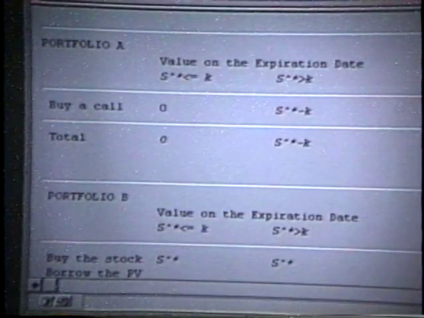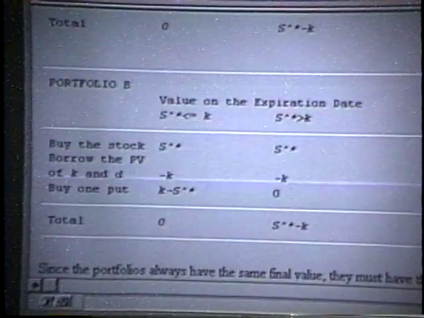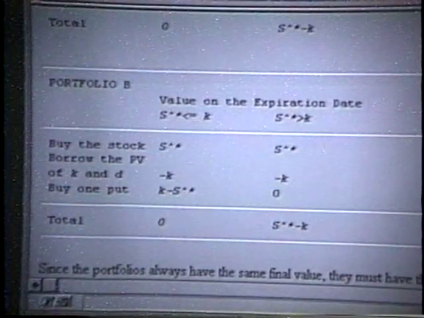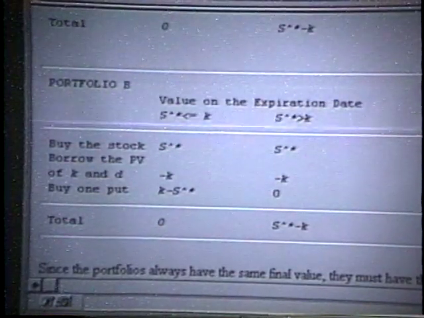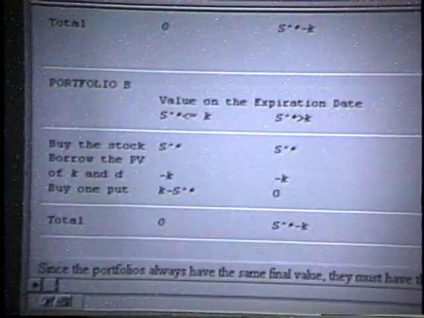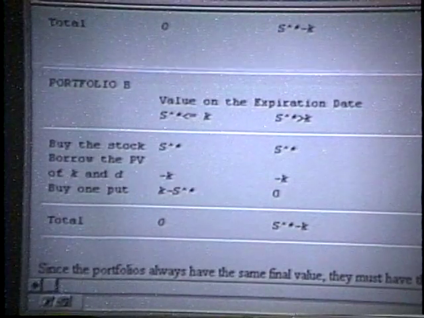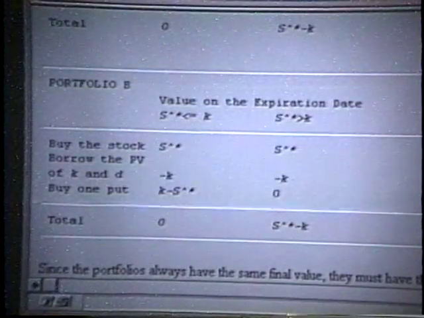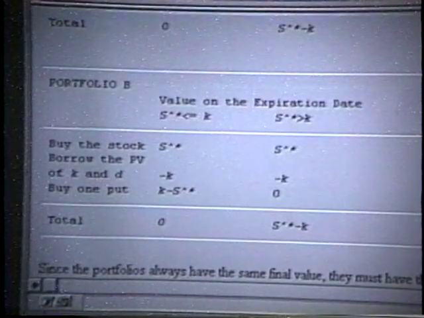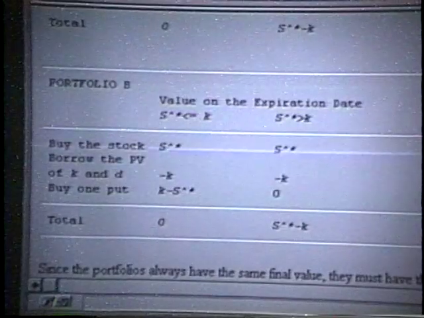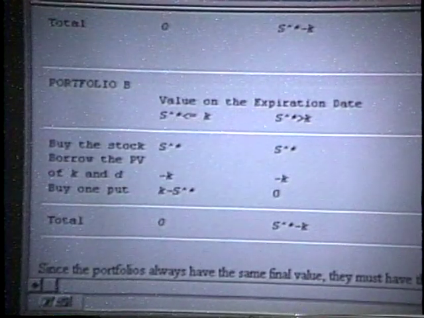The second portfolio is going to be a little more complicated. We're going to buy the stock, so we're going to get S star. And now we're going to borrow two things. We're going to borrow the present value of the exercise price, and we're going to borrow the present value of the dividend. So let me give you a scenario. We've got, let's say, 5 months to go on this option. The time to expiration is 5 months. We've got a dividend that's been pre-announced, and we know it's going to be paid in 3 months.